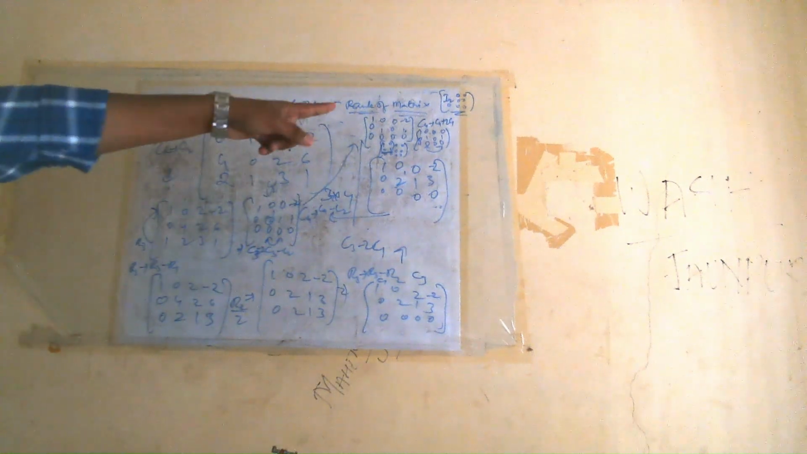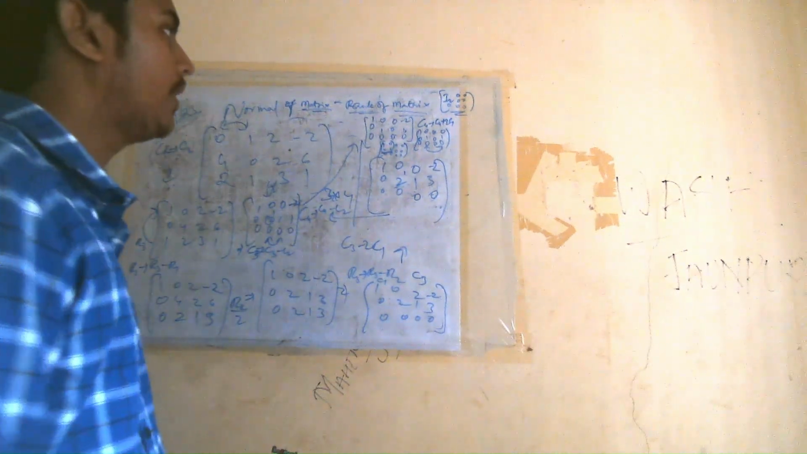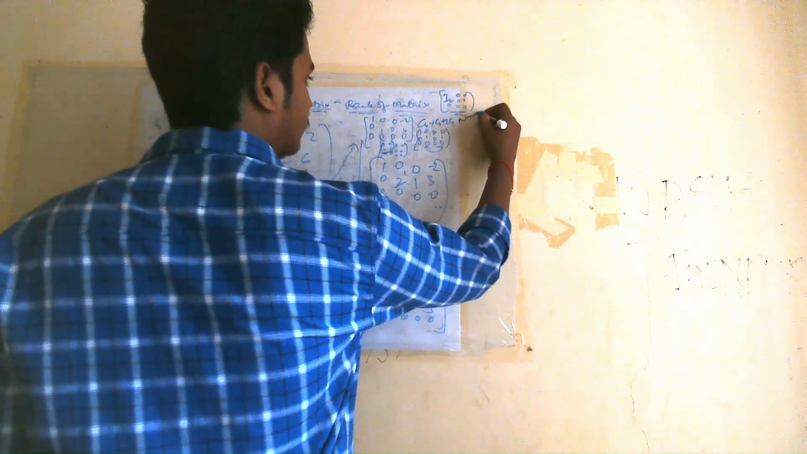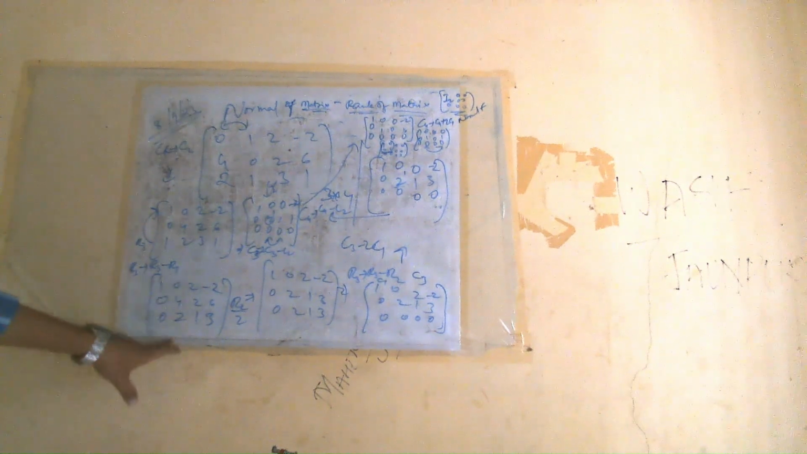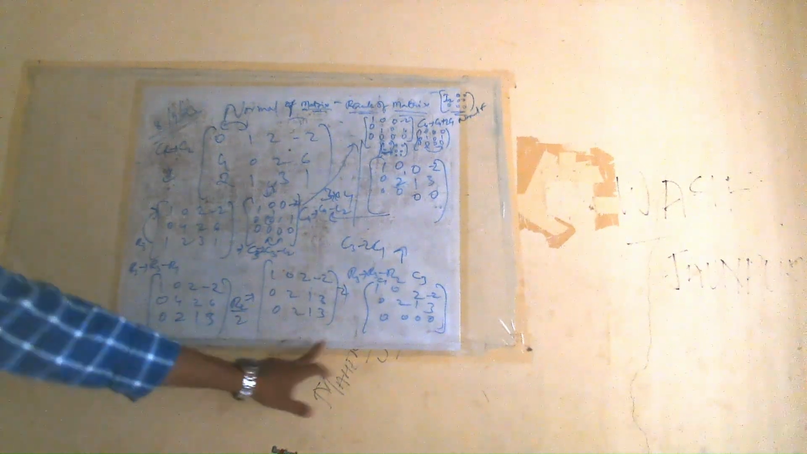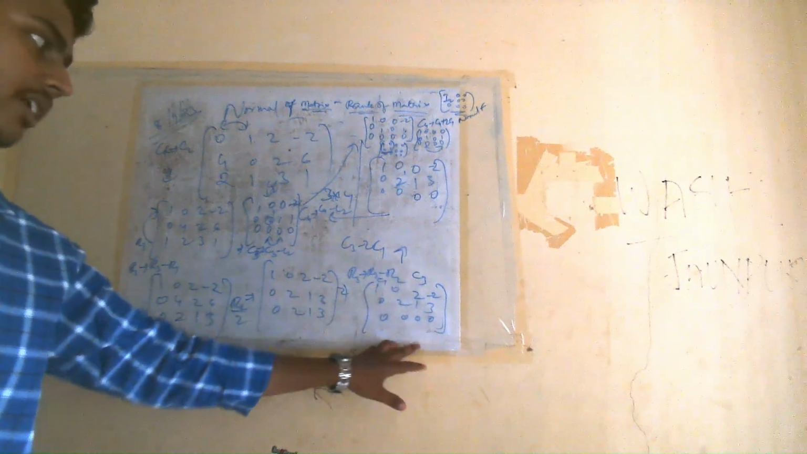So that's my final matrix obtained, and that is our normal form. I can clearly say that this is my normal form, NF. So I hope you understood clearly. First we are doing C1 and C2 interchange, then R3 implies R3 minus R1, then R2 by 2, then R3 implies R3 minus R2, you are getting this.